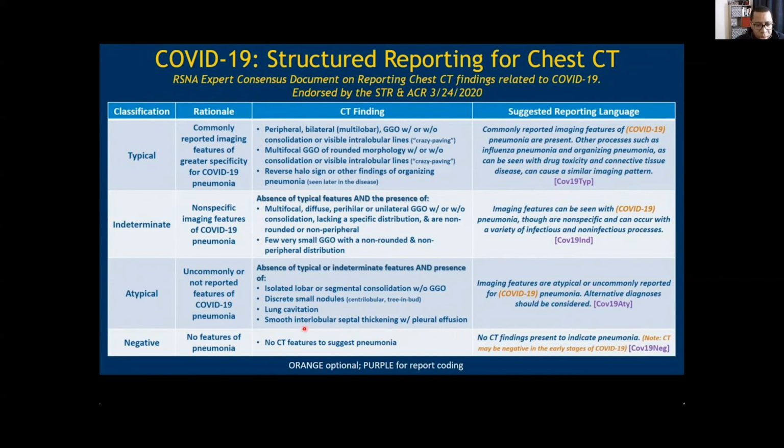You want to think more of pulmonary edema, cardiogenic or non-cardiogenic, things like pneumonitis, and things of that nature. And then negative, right? So you read a chest CT and you see no opacities, it's okay to say no CT findings present to indicate pneumonia. Because remember, CT can be negative in early stages of COVID-19, right? So it's specific to pneumonia, COVID-19 pneumonia.